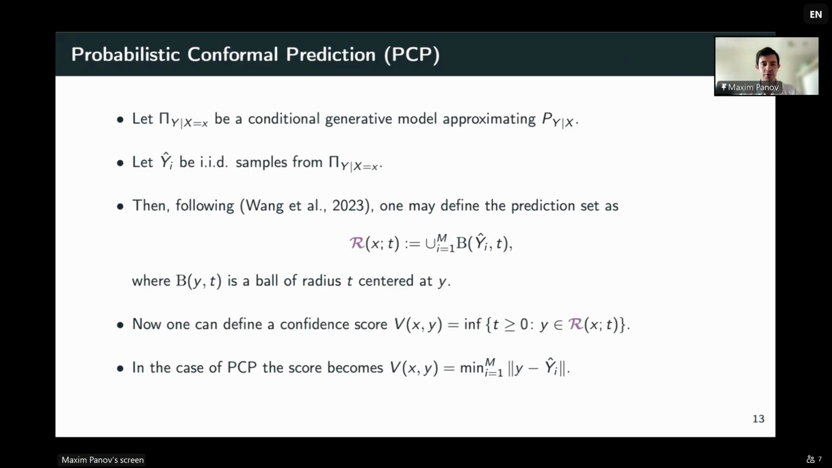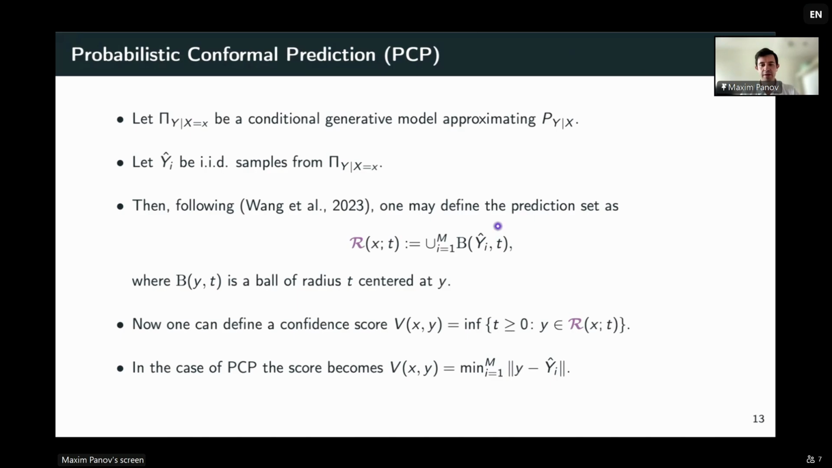The method works as follows. It's called probabilistic conformal prediction. It generates several samples from the generative model. So for a given X, you generate several samples. It might be 5, 10, 20, whatever your budget is. And then we construct prediction sets of a very particular geometry. The sets will be a union of balls centered at the generated Y's, and the balls are in the output space with a radius t.